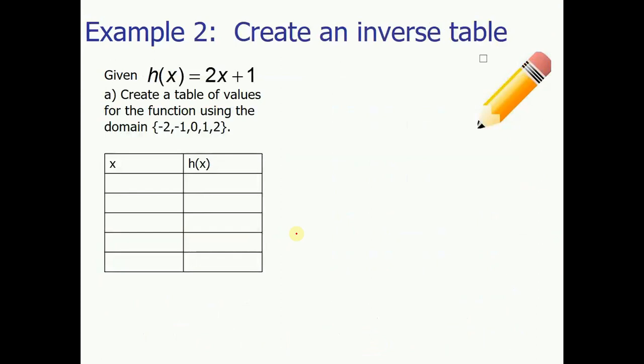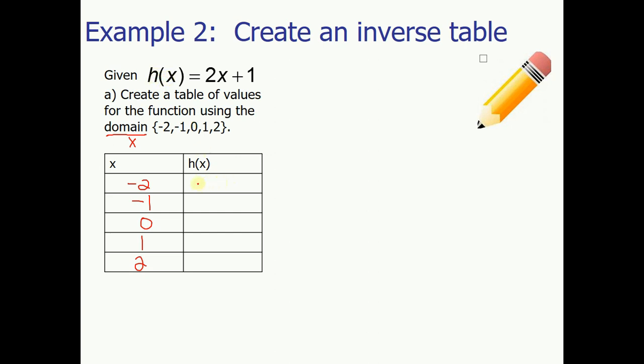Now, let's try just going from a table. So I'm going to create a table of values for the function h of x equals 2x plus 1 using the domain of -2, -1, 0, 1, 2. Now, that sounds really funny how it's asking, but all it's saying is using the domain. That means, remember guys, domain is your x values. So all it wants me to do is take these x values and substitute them in for x, and find what you get out for h of x.